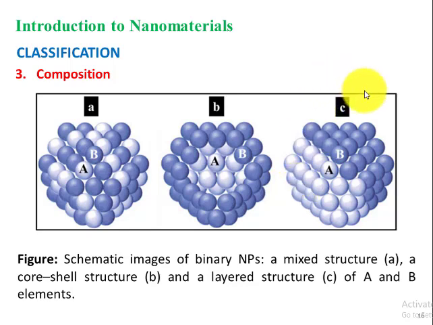The third one, figure C, is representing layered structure. In this structure we can see the A atoms are making one kind of layer, and B atoms are making a second kind of layer. These atoms are continuous in the A layer. Similarly, the atoms in the B layer are also continuous. This is layered structure.